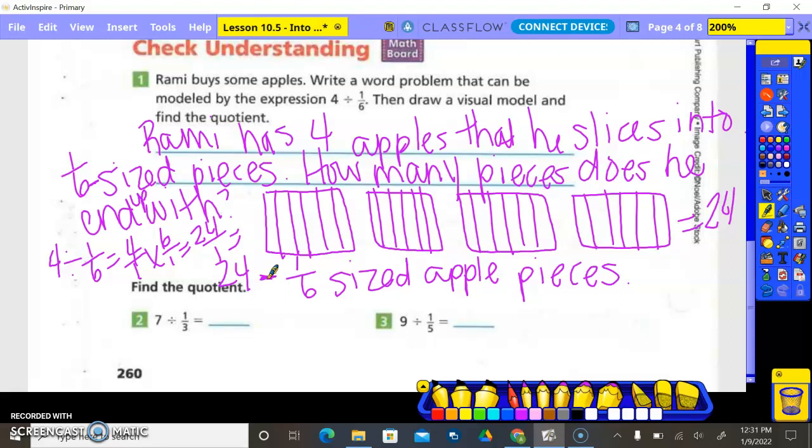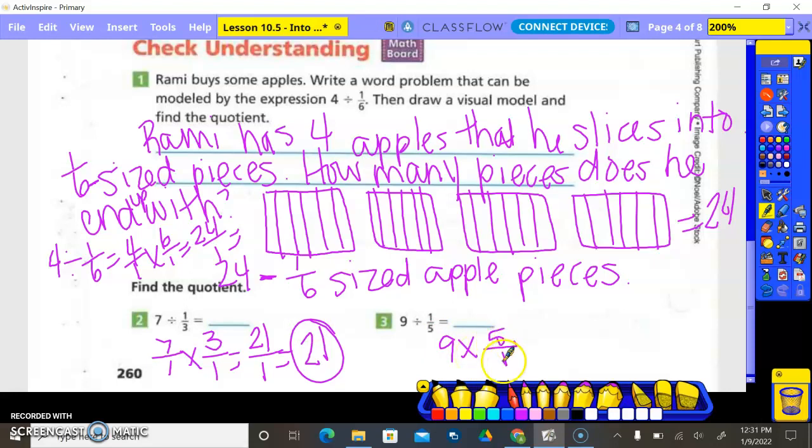Find the quotient. Number 2. So on these, you guys don't have to draw a model. So we're just going to do the equation. So 7/1 times the reciprocal of 1/3, which is 3/1, which then gets us 21/1, which gets us 21. 9 divided by 1/5, 9 times the reciprocal of 1/5, which is 5/1, which then gets us 45/1, which then gets us 45.